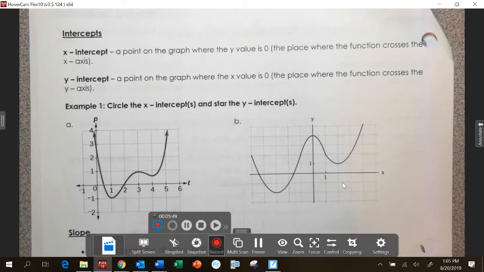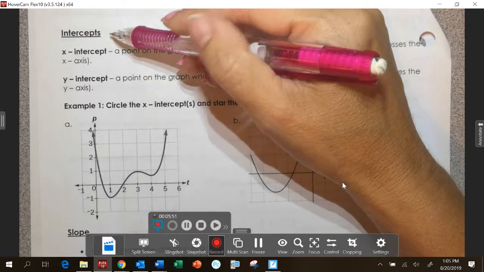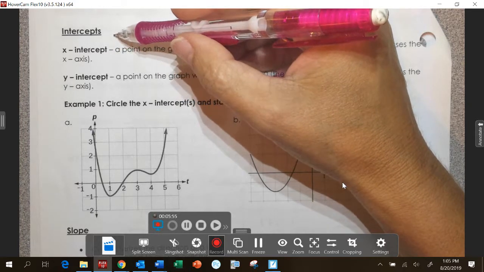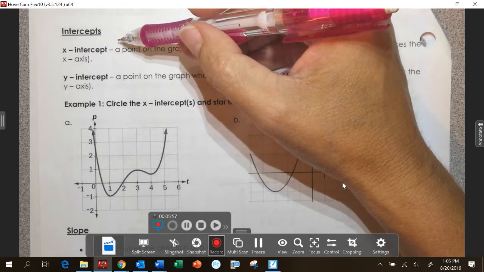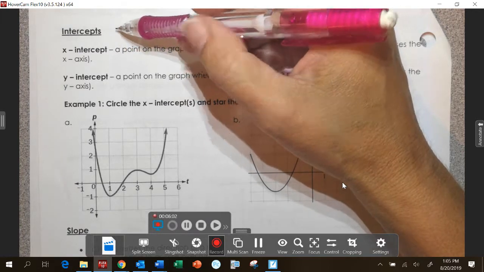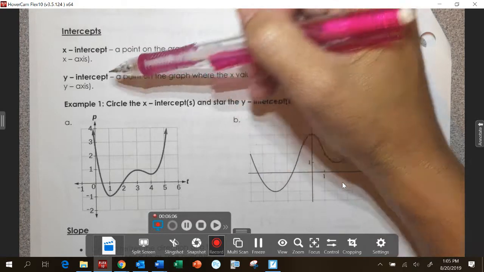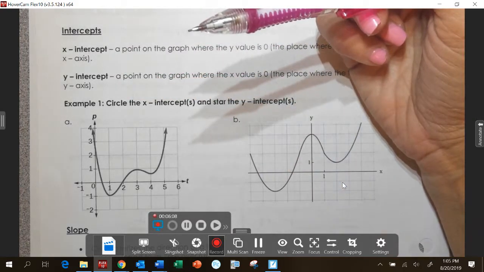Alright, so on this page, intercepts. These are going to be very, very important this year. Actually, Algebra 2 is a lot of graphing. A lot of graphing. So we want to be friends with the graphs early. We want to know how to do them early. So, x-intercept and y-intercept are things that we will find over and over again.